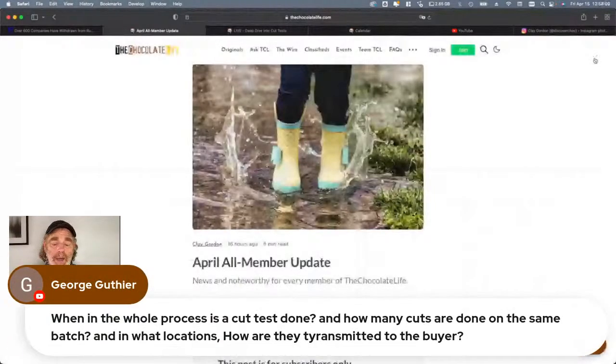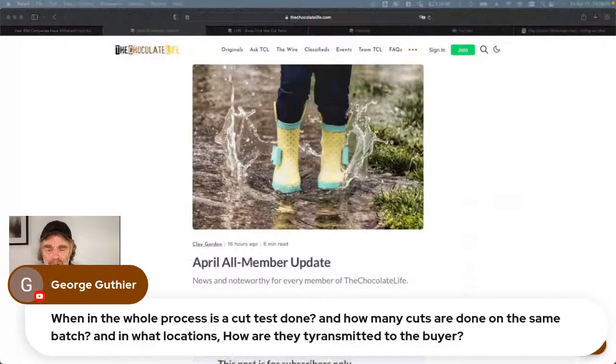So I do have a question in from George. I believe George is connecting from St. Louis here in the United States. When in the whole process is a cut test done, and how many cuts are done on the same batch, and in what locations, and how are they transmitted to the buyer?